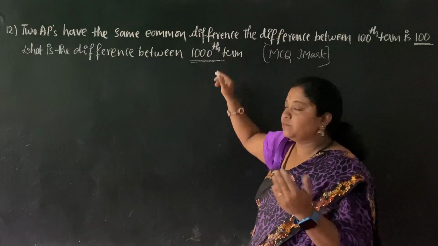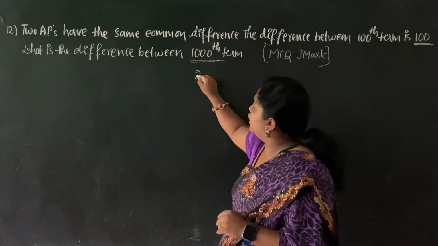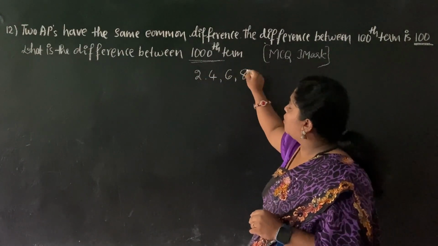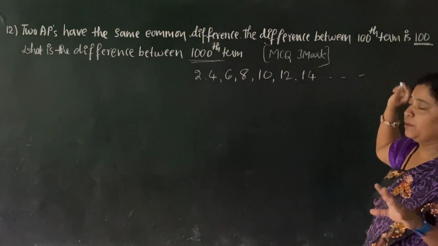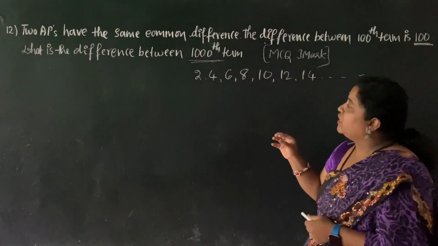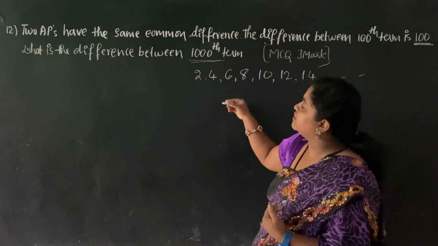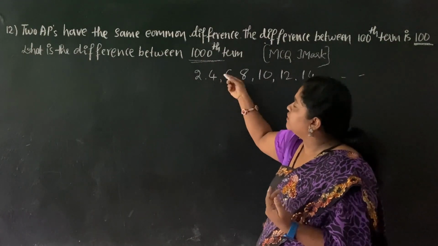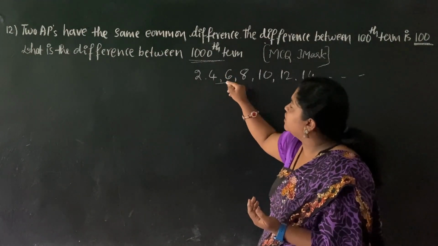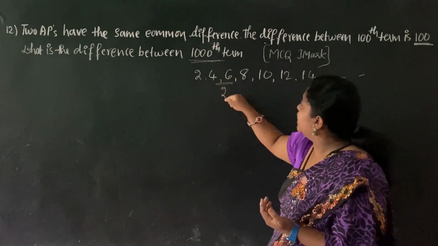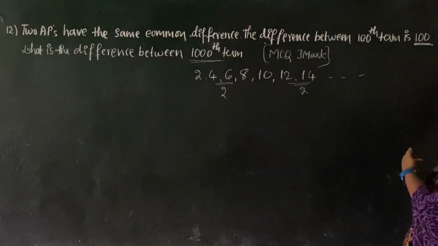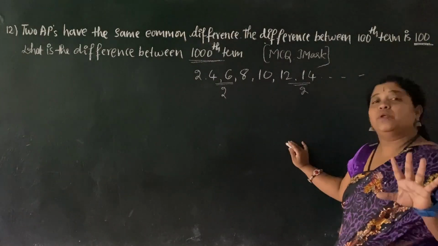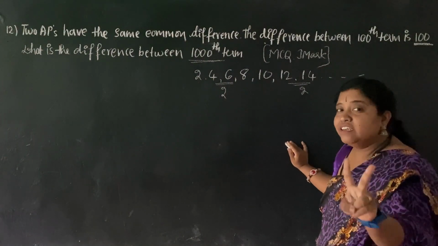Okay, dear, I'll give an example. 2, 4, 6, 8, 10, 12, 14. This is an arithmetic progression. And what is the difference between the 100th term here? So if I check the common difference here, this is 2. If I check the common difference here, this is 2. If I check any number further coming, the common difference will remain the same, that is 2 dear.